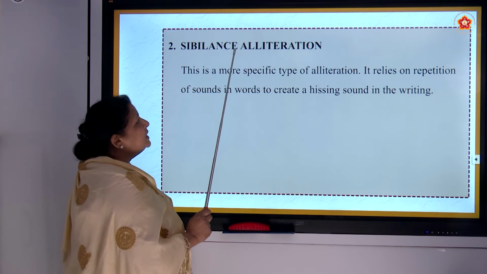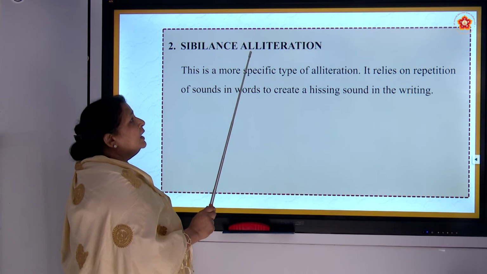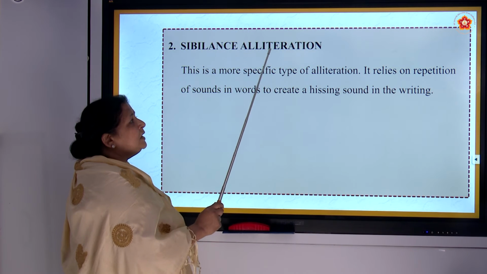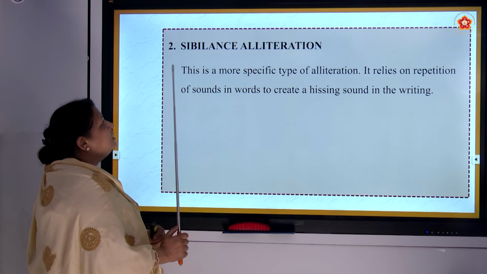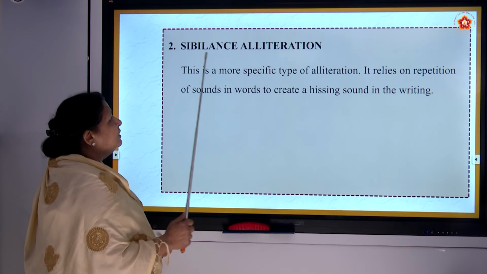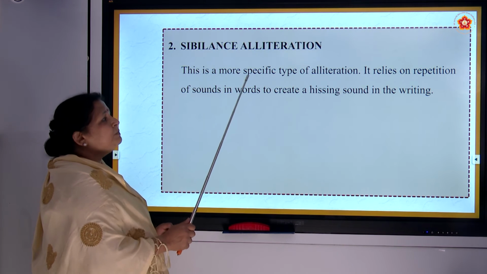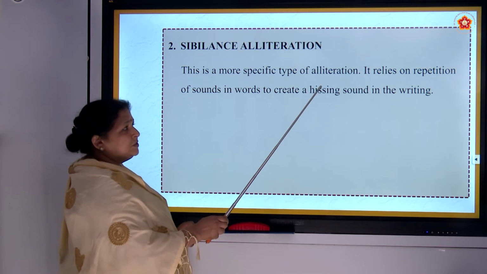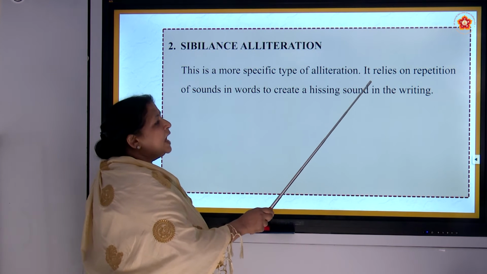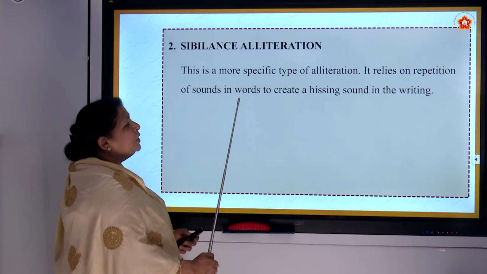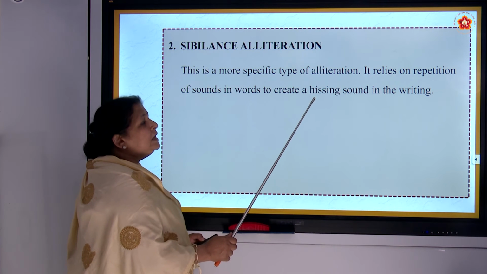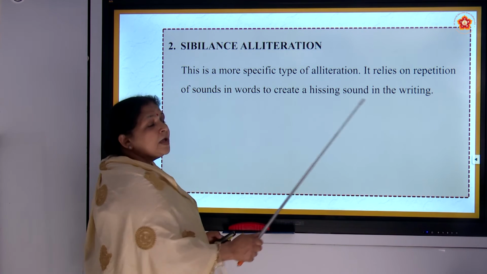S-I-B-I-L-A-N-C-E. Sibilance alliteration. A-L-L-I-T-E-R-A-T-I-O-N. Alliteration. So, sibilance alliteration. This is a more specific type of alliteration. It relies on repetition of sounds in words to create a hissing sound in the writing.